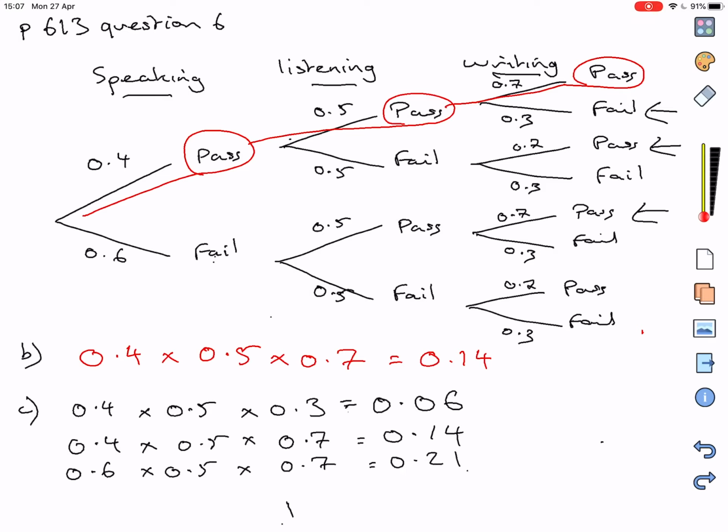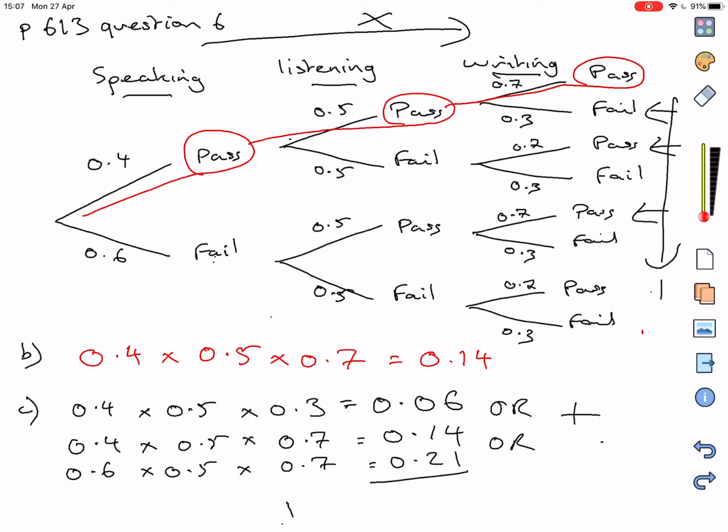Because he could do this one or this one or this one, either of those routes would do, we add them up. Remember, as you're going across a tree diagram, you multiply, and then when you've got more than one route, you add them on the way down. So adding these up would give 0.41.